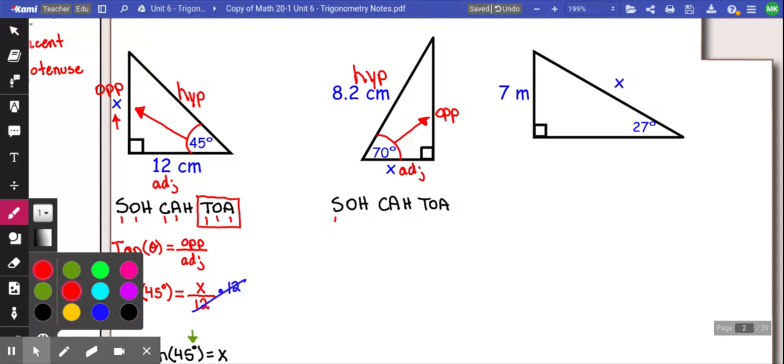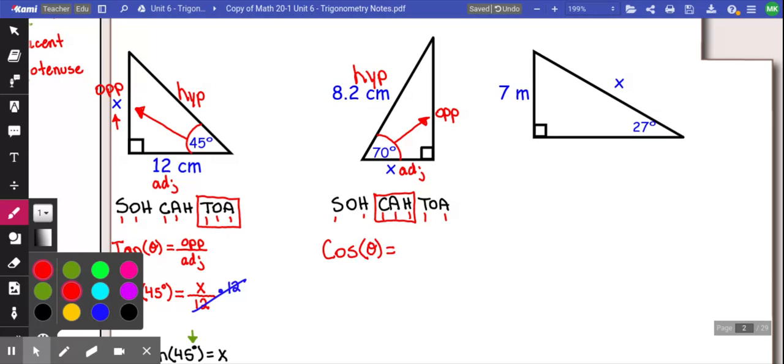I put a check mark under S, C, and T because those are my free spaces. Then I put a check mark under the side length I know, which would be H because I know my hypotenuse is 8.2. And I put a check mark under A for adjacent because I want to know my adjacent. That has 3 checks, which means I need to use my cosine formula.